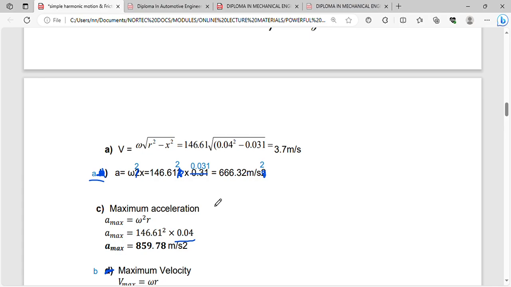Acceleration is W squared X, correct. So meaning 146.61 squared times 0.031. We multiply by 0.031. Sorry, 0.031.